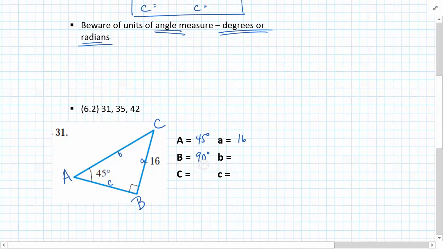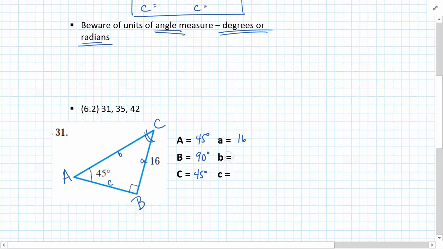We can subtract 90 and 45 from 180 to find this missing angle. That comes out to be 45 degrees. Now for the missing side lengths, that might not be quite as easy. We'll have to do some trigonometry to find it.